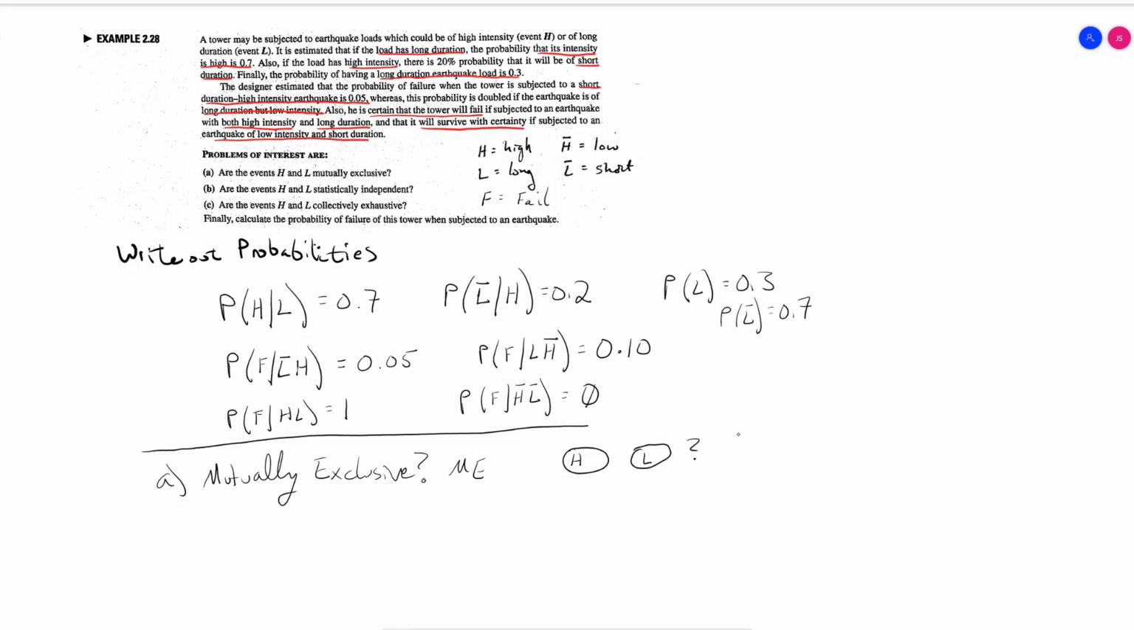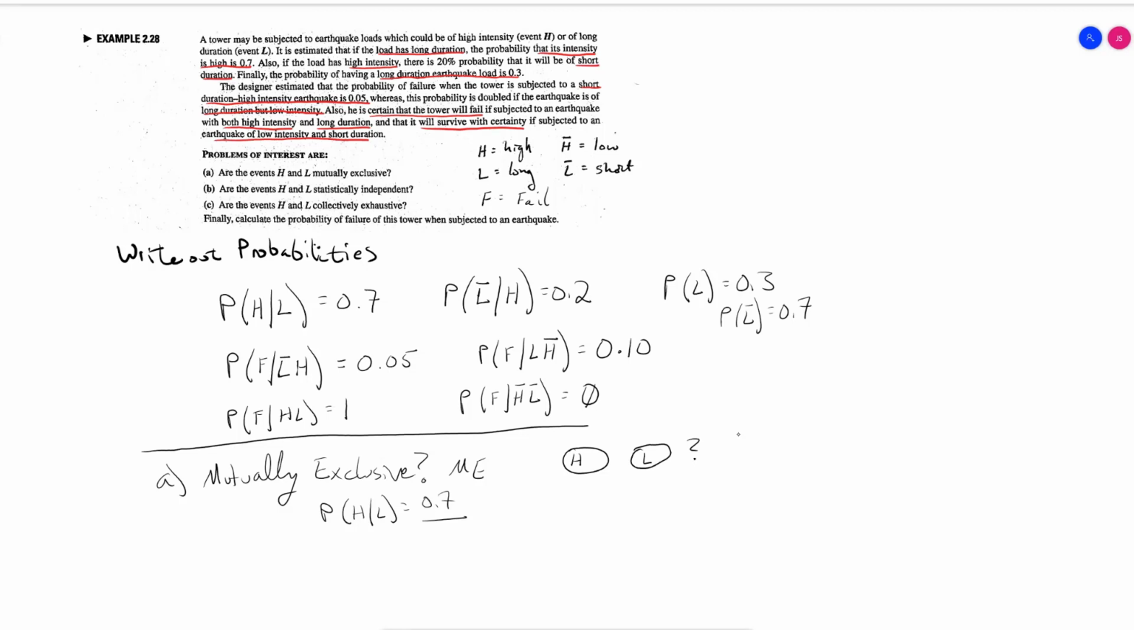We can think about that logically. If an earthquake of high intensity happens, can it be long or short duration? Well, yes, the answer is yes. So logically it makes sense, but then let's look at what we've been given. The probability of H given L is equal to 0.7. That's a positive real value.